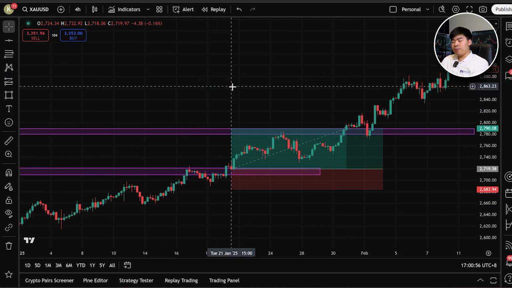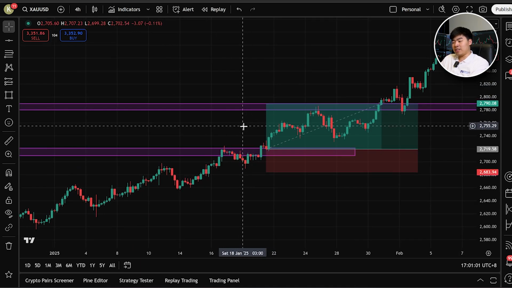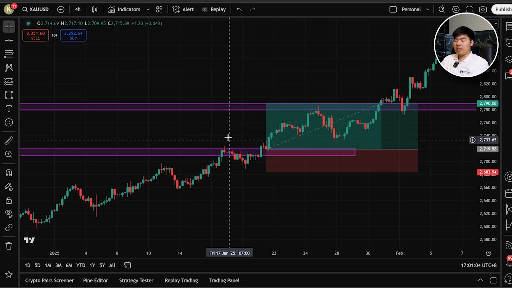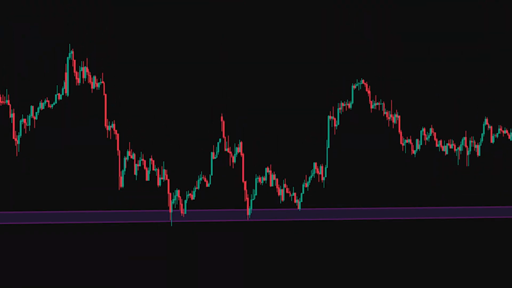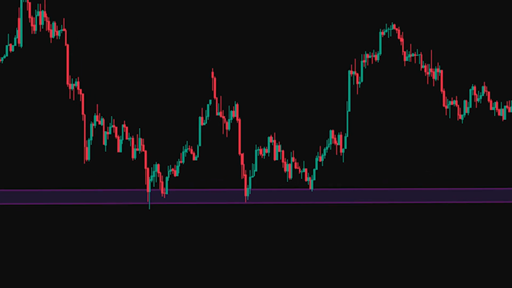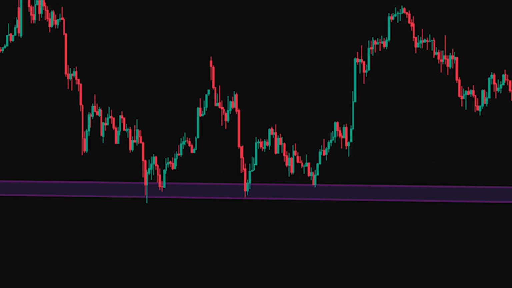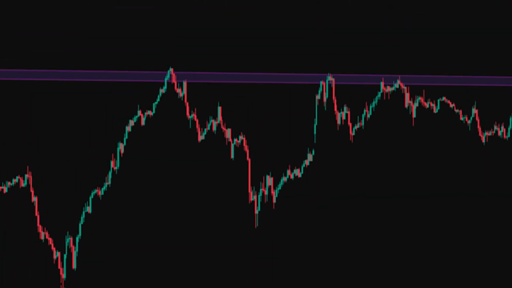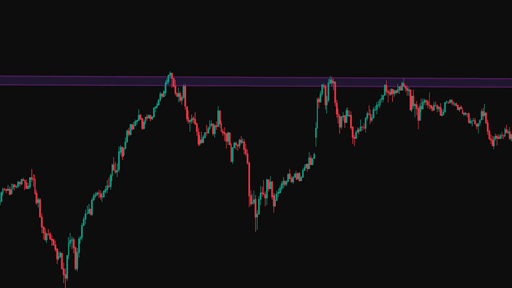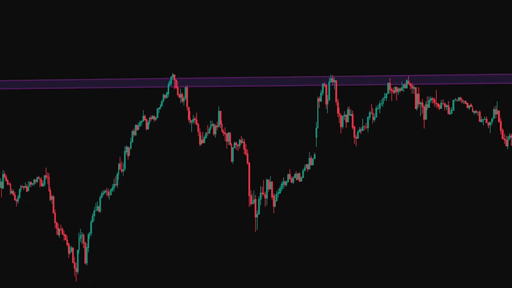So you buy or you sell after the support or the resistance has been broken, like this. If you don't know what support or resistance is, support is an imaginary floor where price tends to bounce up if it reaches the support level, and resistance is an imaginary ceiling where price tends to bounce down when it touches the resistance level.